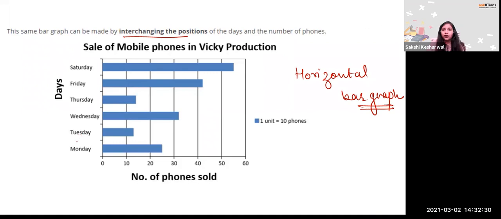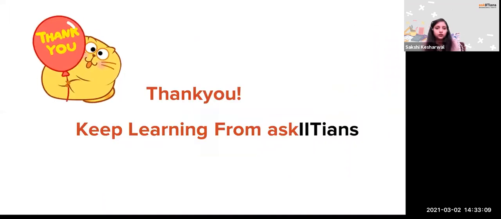Now just see this. In a horizontal bar graph, you have just interchanged the position. You will be saying, ma'am, why do we always put the number of days on the horizontal line and the number of phones on the vertical line? You can just flip it, right? Put the days on the vertical line and the number of phones on the horizontal, and follow the same process. You will get the same thing, right? So 1 unit is equal to how much data? 10. Again, you follow the same thing. Again, 25, 13, then 32, then 14, then 42, and then 55. This is the way you can do the presentation, right? So you have a bar graph, and that's all.